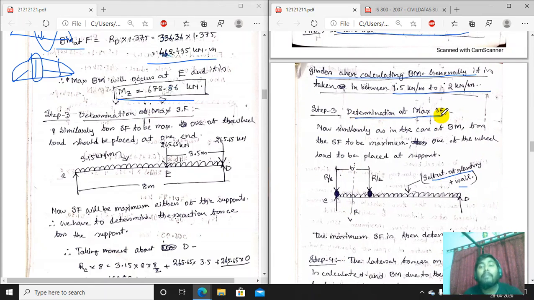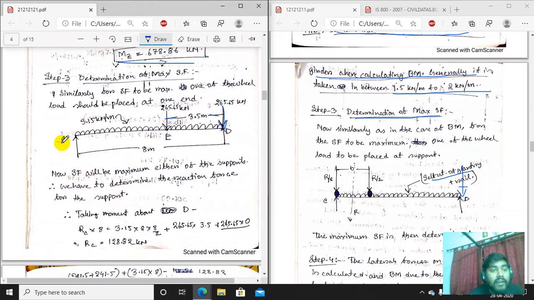How to determine the maximum shear force? It will be determined in a similar fashion. For the shear force to be maximum, one of the wheel loads has to be present over one of the supports. I am taking the load to be placed here. It may be here or it may be here, there is no general rule, it may be vice versa. So I am taking it as here. This is the wheelbase that is given, and this is the UDL.